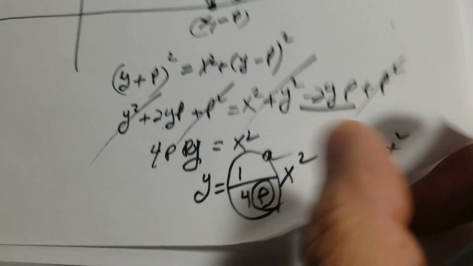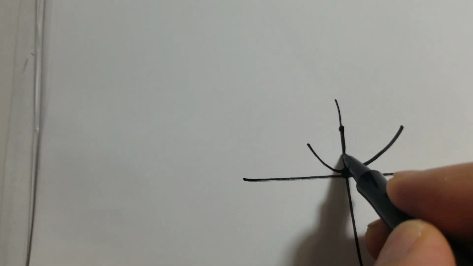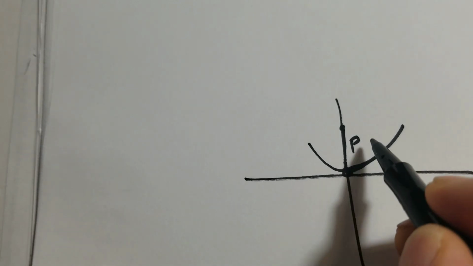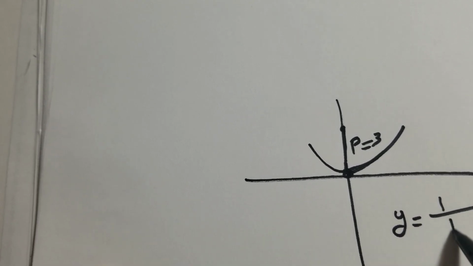Okay, then I'm going to ask you a favor. There is a parabola. The vertex is at (0, 0). The distance to the focal point is p. And instead of that p, I'm going to place 3. Write the equation of the parabola: y equals 1 over 12 x squared.